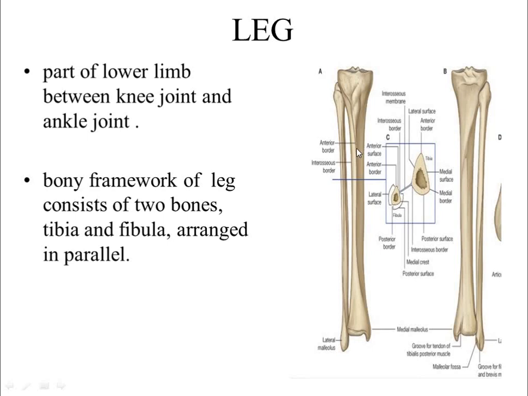Then, apart from this medial surface which lies between the anterior border and the medial border, there is an interosseous border. The interosseous border is the lateral border of the tibia, where the interosseous membrane attaches the two bones, that is, the tibia and fibula. Then, between this interosseous border and the medial border, there is the posterior surface of the tibia.